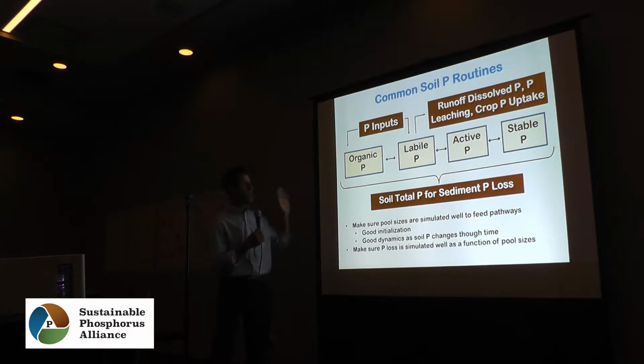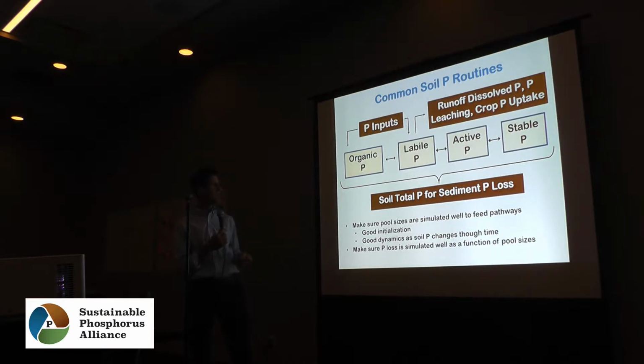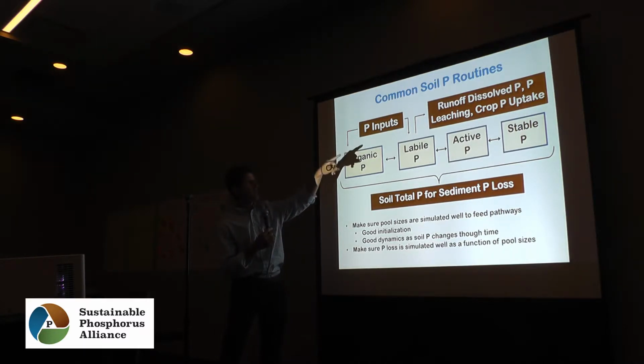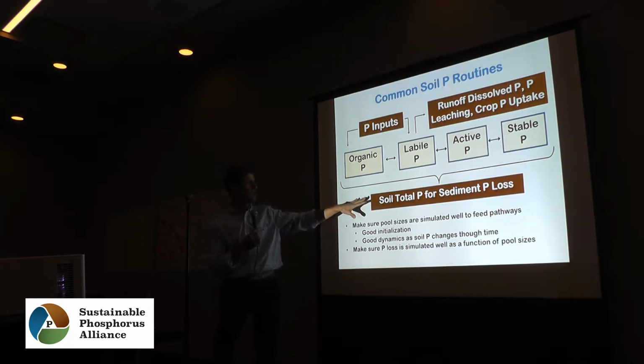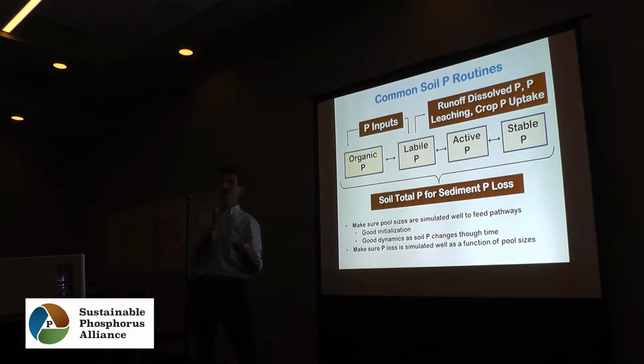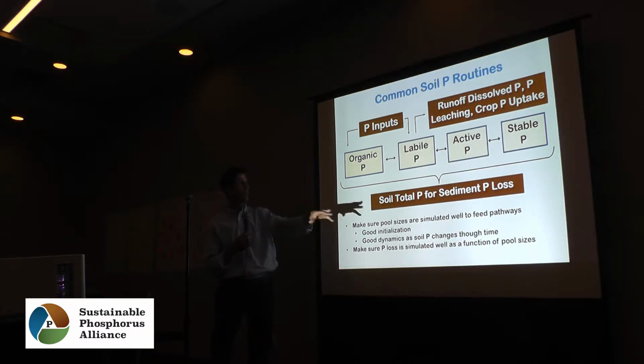So when I approach this, how do we make sure that all this stuff is working well and it's a good representation, we want to make sure that the pool sizes are simulated well so we can feed our pathways. So I talked about the dissolved pathways, and then there's also this total. If you add all these up, that's the total amount of phosphorus that's in the soil, and that's what is going to feed your sediment loss with erosion. So we want to make sure those are all the right sizes so we can feed our pathways properly. We set the model up so they're the right size to begin with, and then as things change through time, that we're able to simulate these changes in these pool sizes.